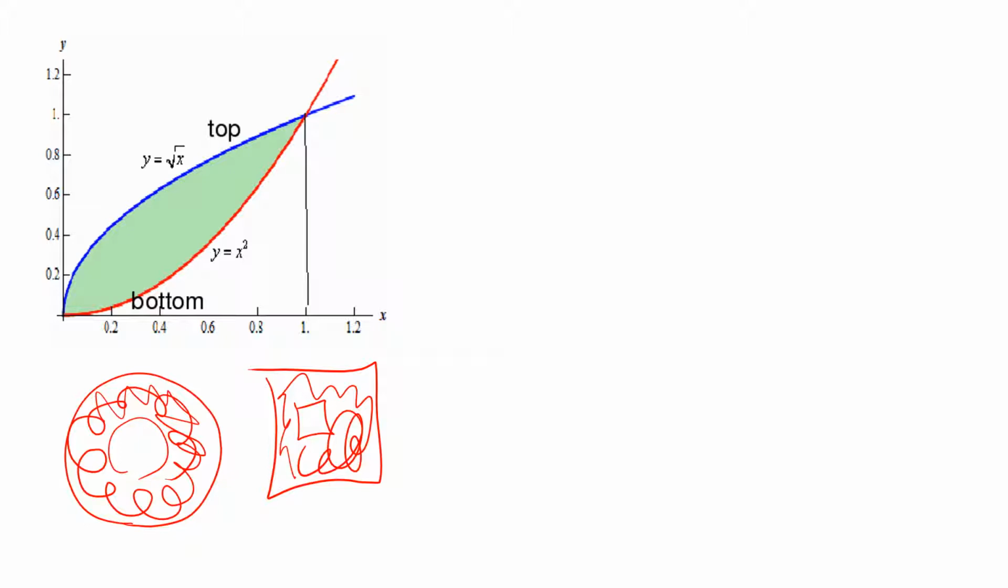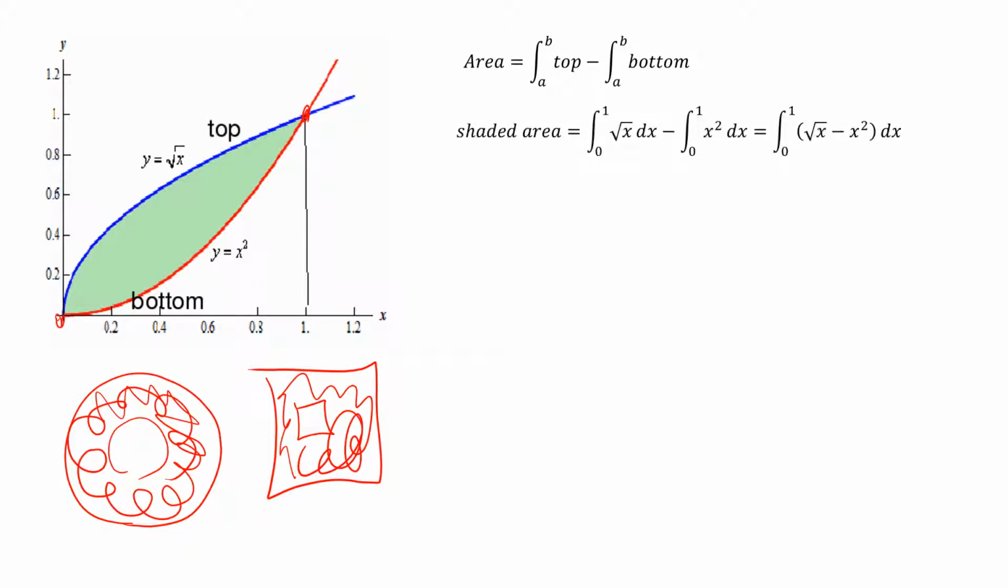And so to find the area, it's just the area of the top minus the area of the bottom, from A to B. In this case, A to B is going to be from 0 to 1. And so we can plug it in. It's the area of the top one minus the area of the bottom one. Now, being integrals, you can break them up with subtraction. You can also combine that subtraction. So this integral is the same as that one where we just combine it into one.